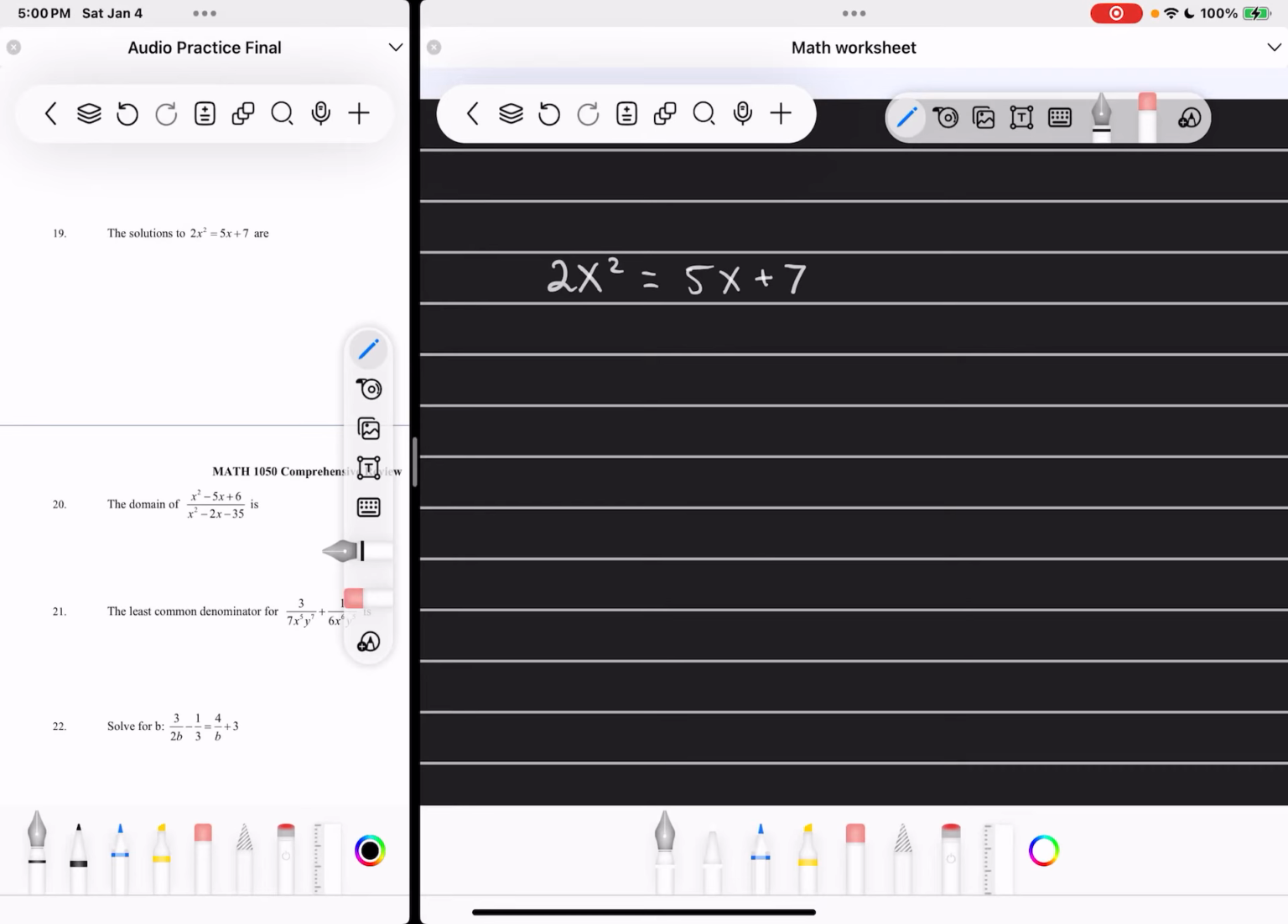All right, this is question 19 for the practice final. In this case, we have an equal sign. However, we have a binomial on our right and a monomial on our left. What we're going to do is actually just turn this into a trinomial by moving everything from the right to the left.